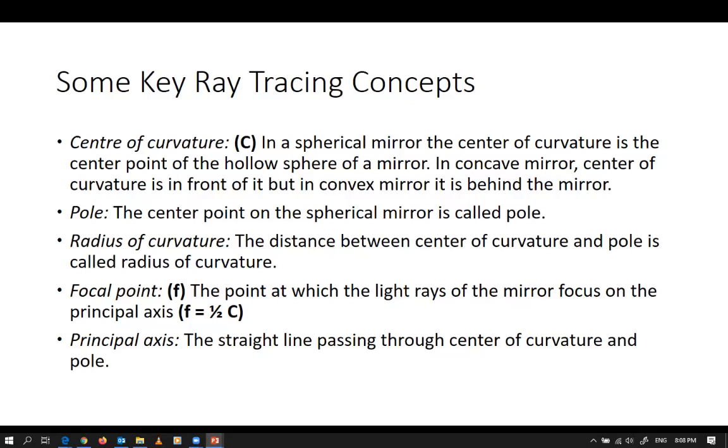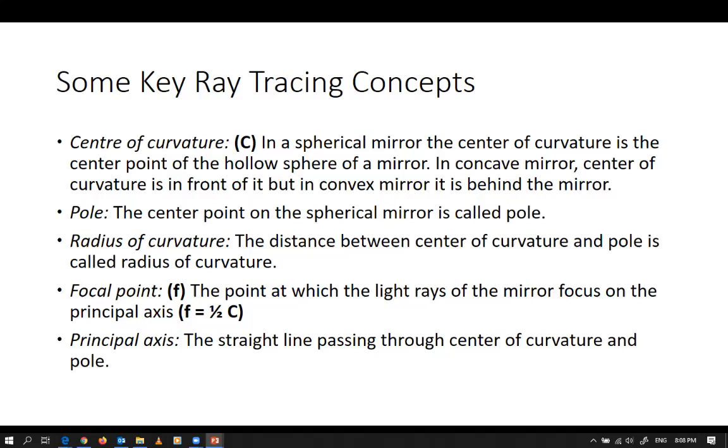The next term is what's called the pole. The pole is the center point on the spherical mirror where it crosses what's known as the principal axis, and we'll talk about the principal axis in a minute. The radius of curvature is the next one. Just like any other radius, think of this as the distance from the center to the outer rim. So if the center of curvature is C, the distance from C to the mirror is the radius of curvature.